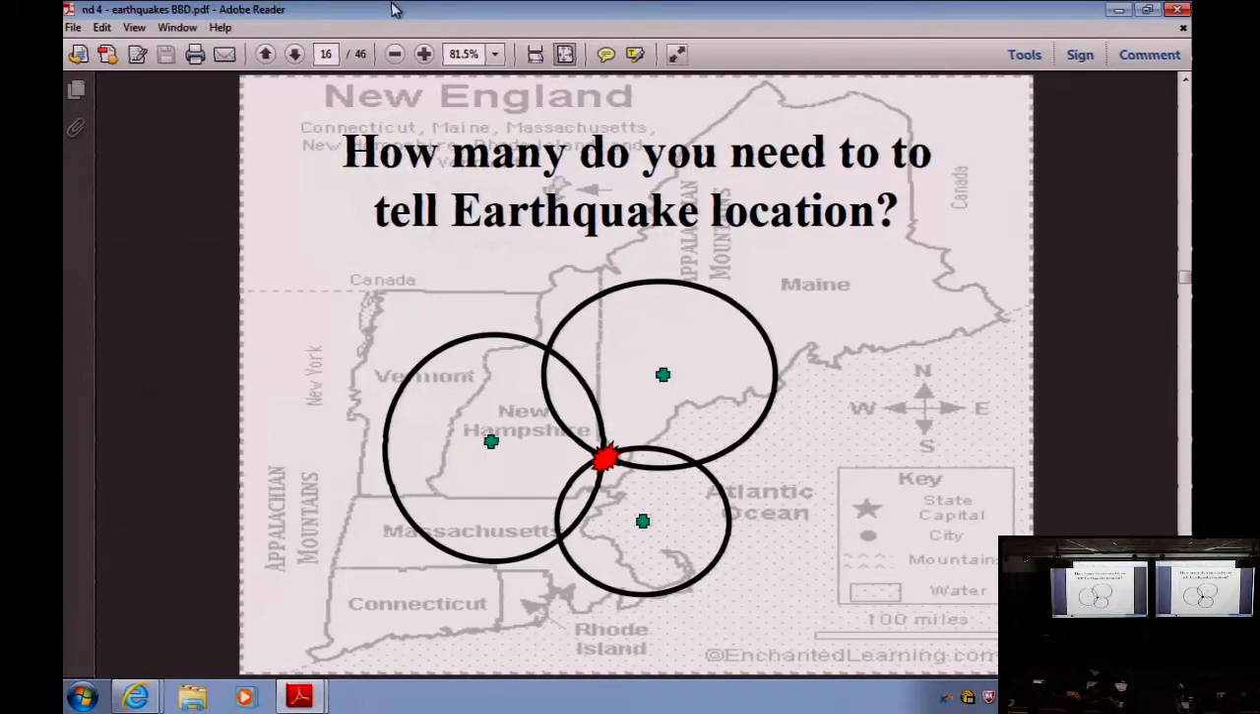So you have this triangulation. You can tell exactly how far away an earthquake is. And in reality, you have lots and lots of different seismic stations that can absolutely pinpoint where the earthquake is. So we have this global teleseism network.